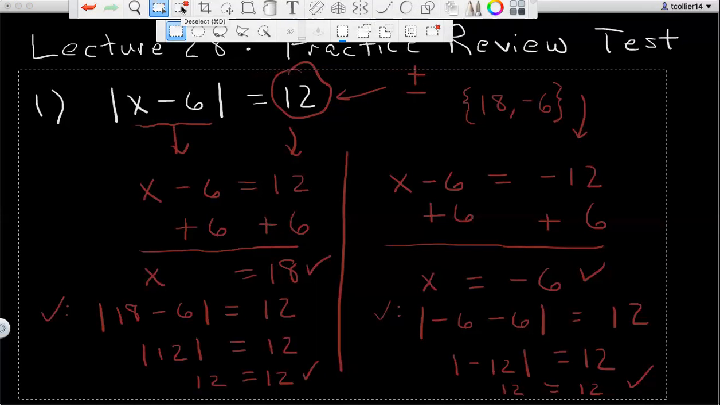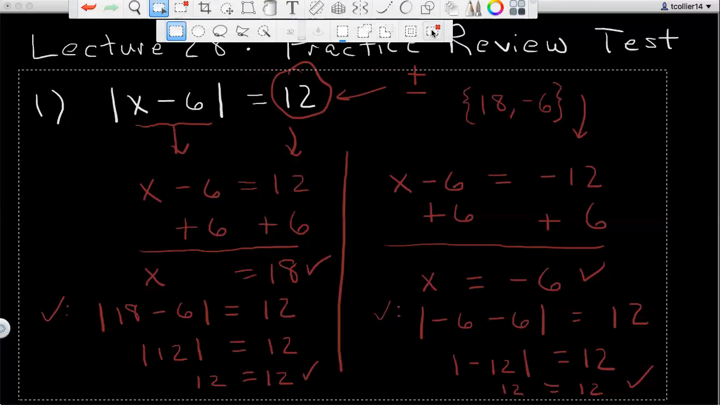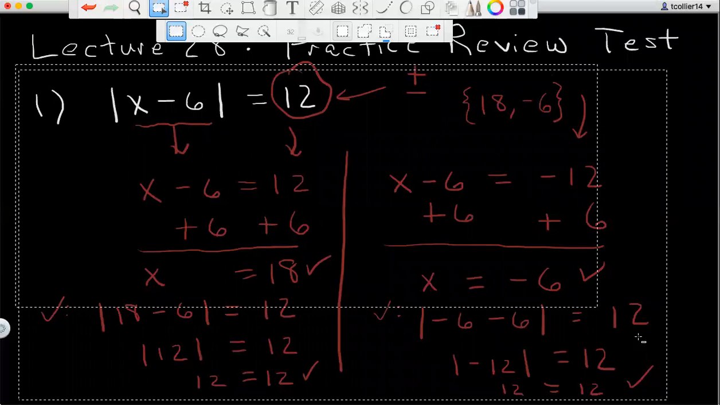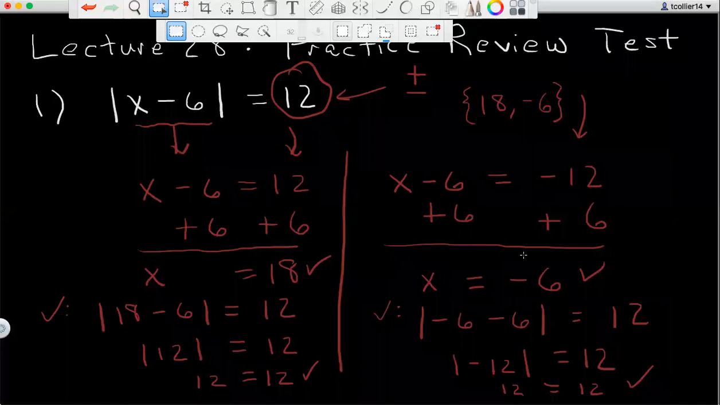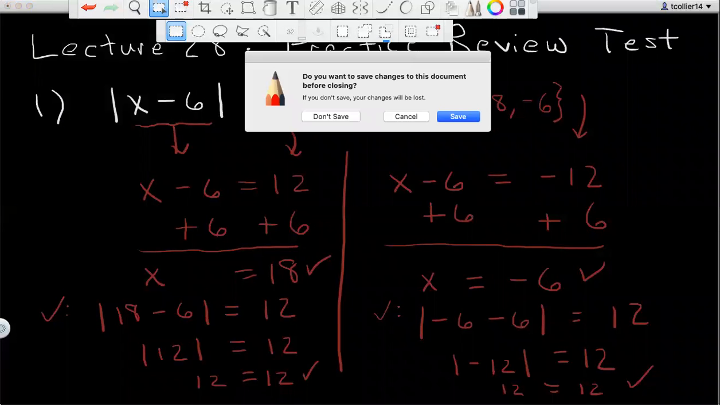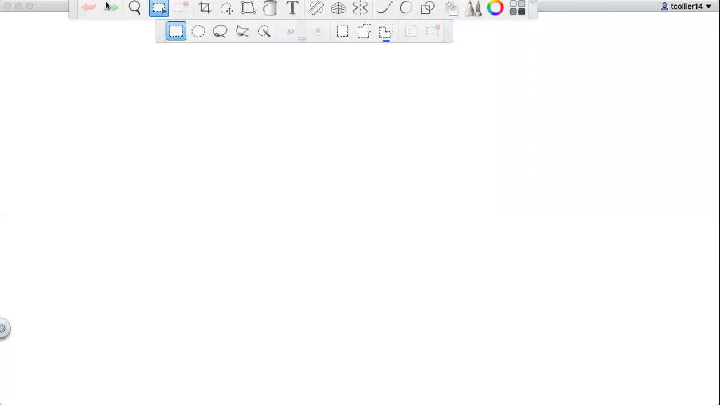Let's see. What is this? Deselect. And this is invert, remove, remove. Okay, that didn't do anything. I guess I could set up a new file. Okay.